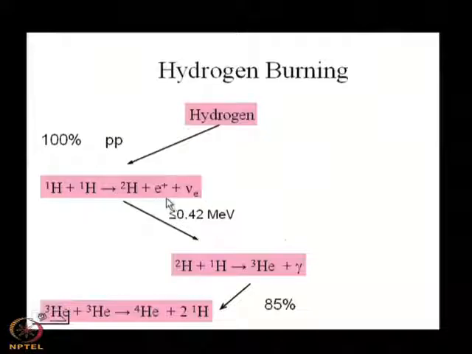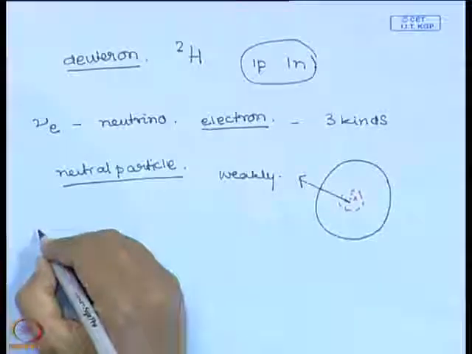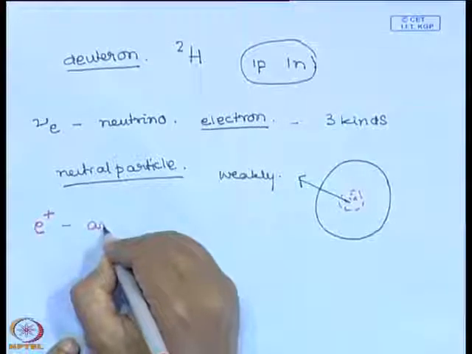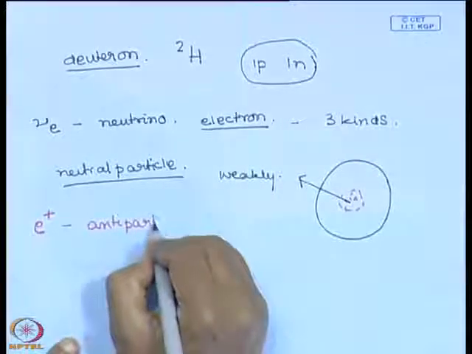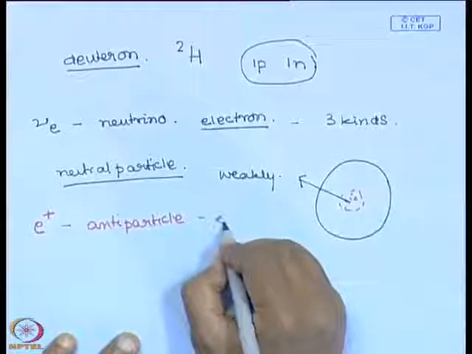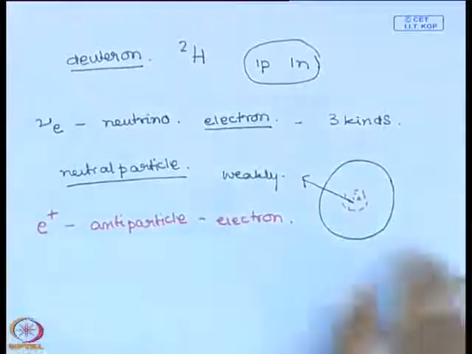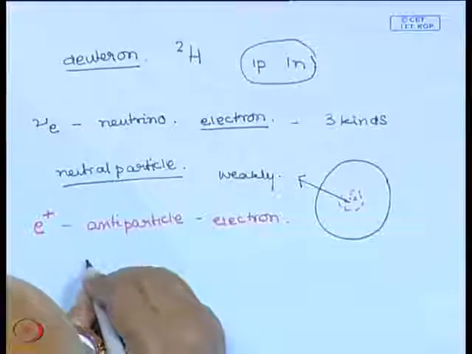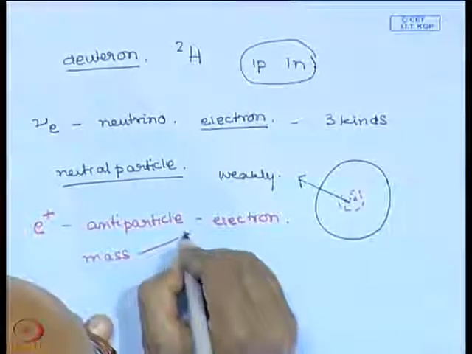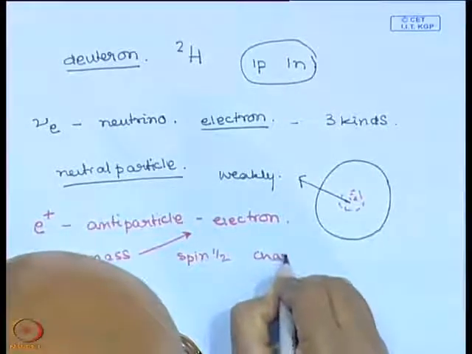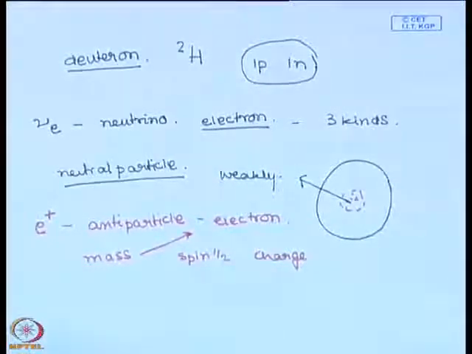The other product is a positron. So, let me also go through this. The other product is e plus. This is the antiparticle corresponding to an electron. So, it has the same mass and it is a spin half particle, with exactly opposite charge. So its mass is that of the electron. Okay, spin is half and charge is positive, exactly opposite that of the electron.